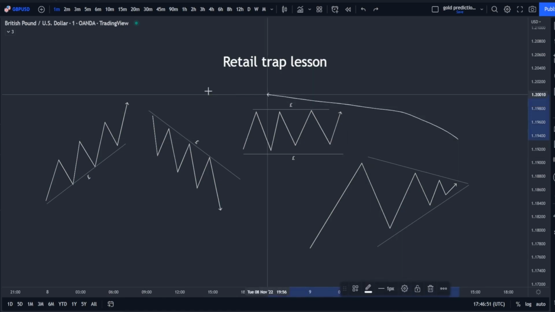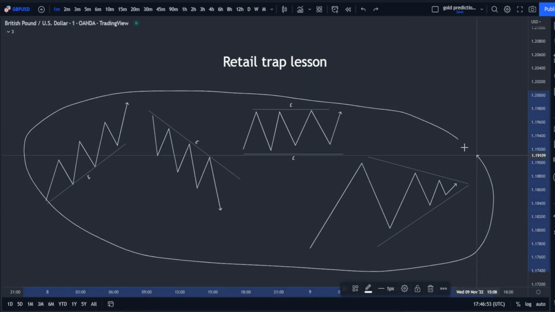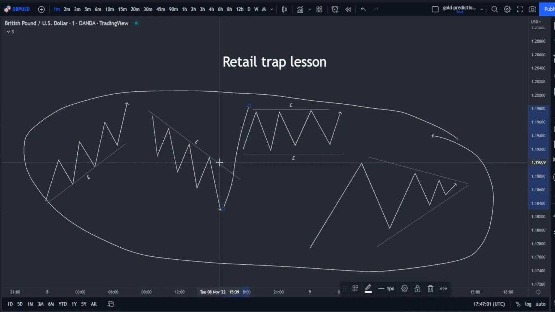They do it with these patterns that you can see right here. They generate liquid from people like yourself. For example, they encourage you to short when markets are going to go up, so they're going to take your money, and the same continues on all of the patterns.